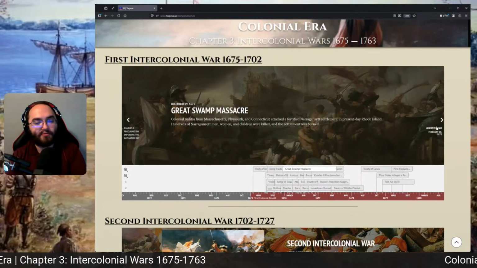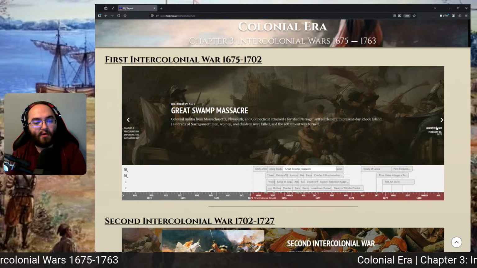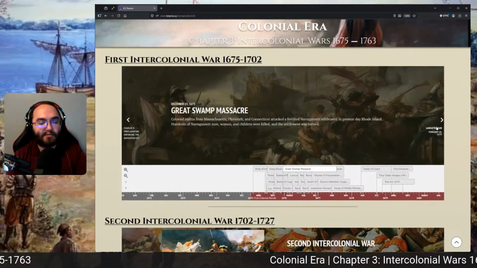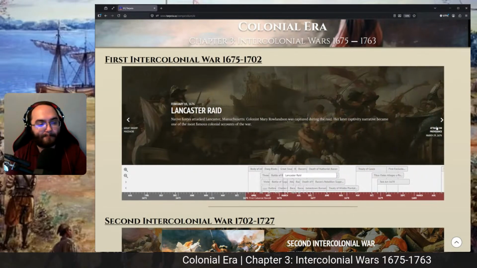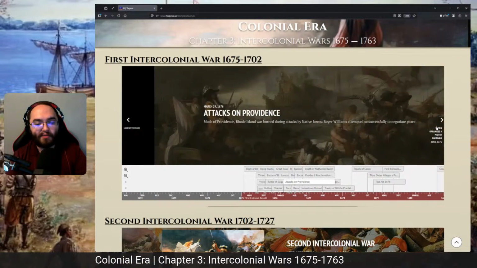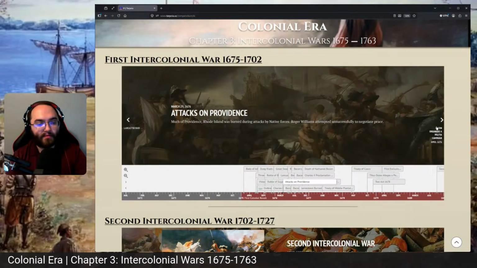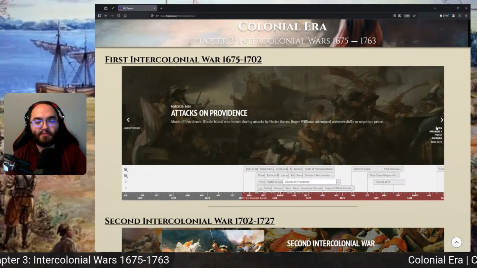Here's another massacre. This is one of the worst massacres during King Philip's War. Another raid. Providence, Rhode Island was burned.